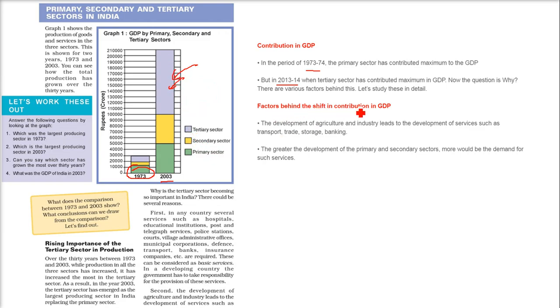So the factors behind the shift in contribution to GDP, how it has shifted from primary to tertiary. The development of agriculture and industry leads to the development of services. Because this is the primary sector and the secondary sector, but when they advanced, the development of services like transport, trade, storage, banking has to be there. There has to be some support. So this is how the contribution of the tertiary sector has grown. And the greater the development of the primary and secondary sectors, the greater the demand for these services which I just told you, right?